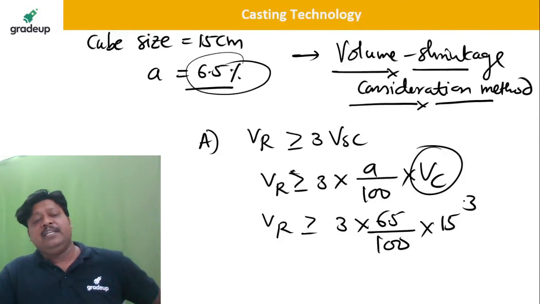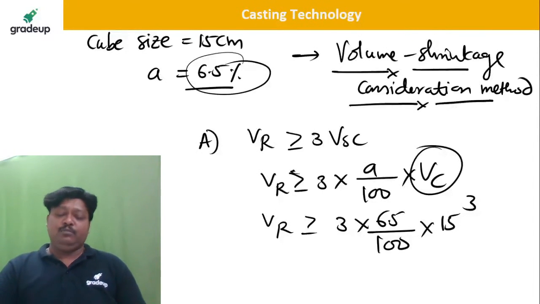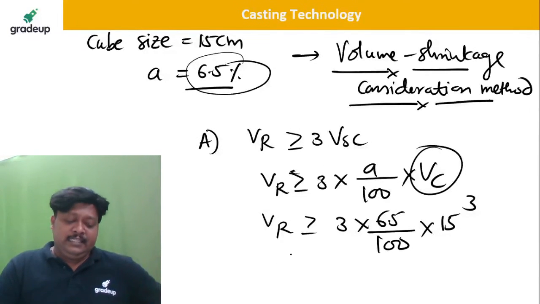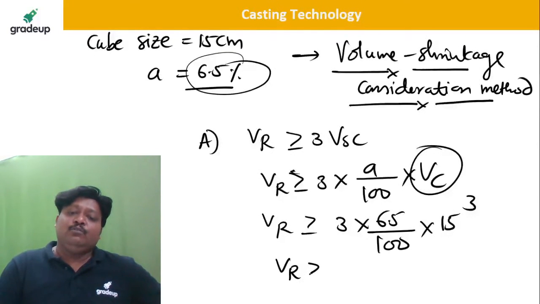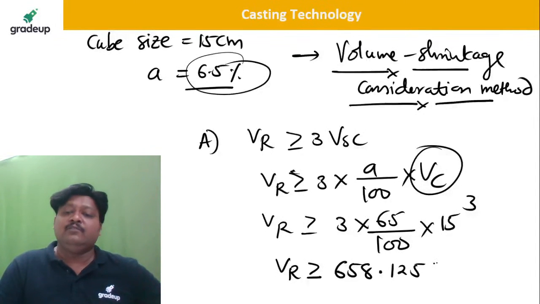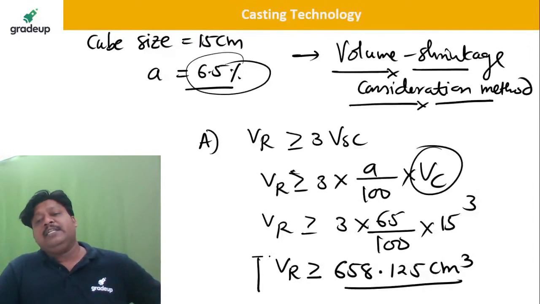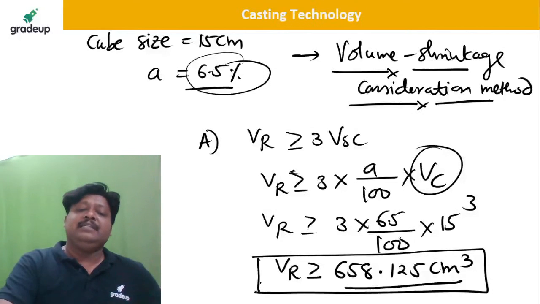because it's a cube. What is the volume of a cube? Side cubed. So definitely 15 cube into 6.5 into 3 divided by 100. So, dear students, you will get the volume of the riser should be greater than or equal to, this is 3 times the shrinkage volume of the casting, 658.125 cubic centimeter.